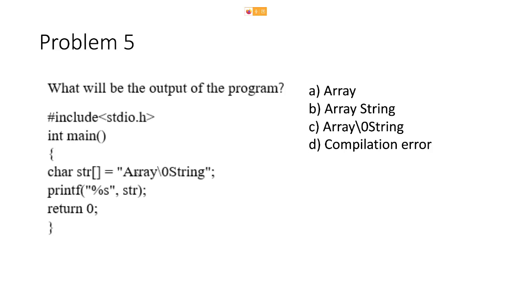Because it terminates with null character. Yeah, right. So a string terminates with null character. Since we have a null character here, as soon as the compiler sees the null character, it is going to terminate it. So when you are trying to print the string using the str, the printf function actually prints only till it sees the null character, which is this. So it is going to print only the array, which is option A.